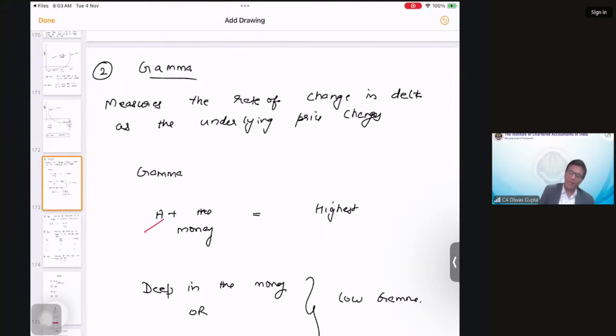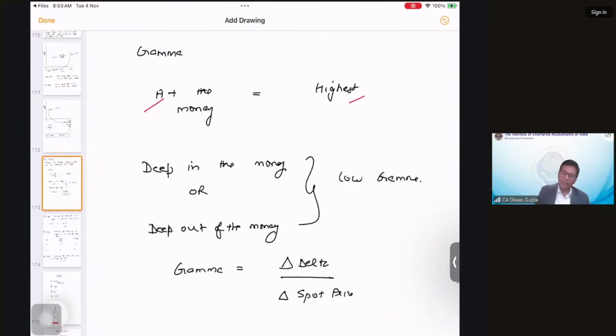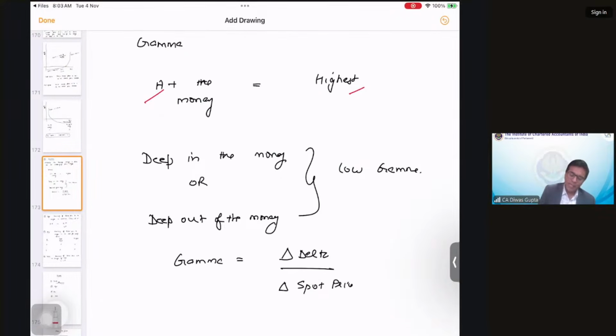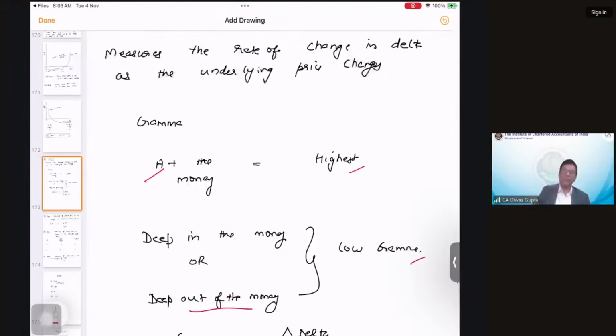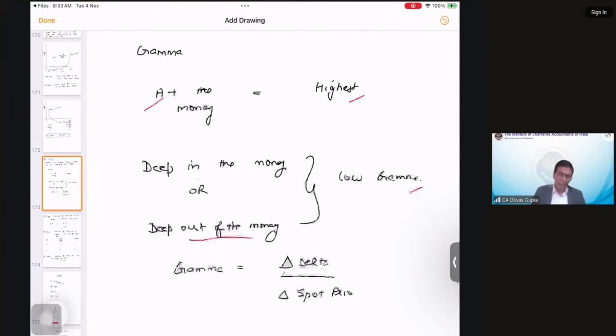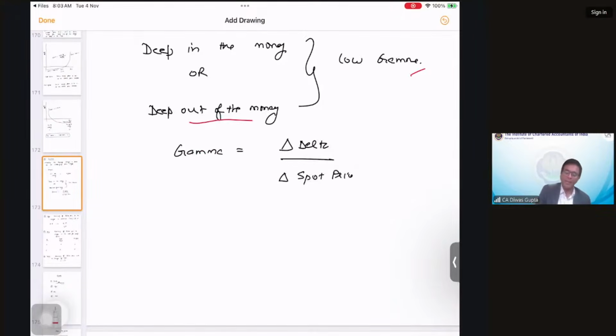So if it is at the money, it is highest. Deep in the money or deep out of the money, it is low. Right? So the change of delta is happening slowly. But if it is at the money, the change in delta will happen very fast. Okay. So gamma is equal to change in delta divided by the change in spot price, students.